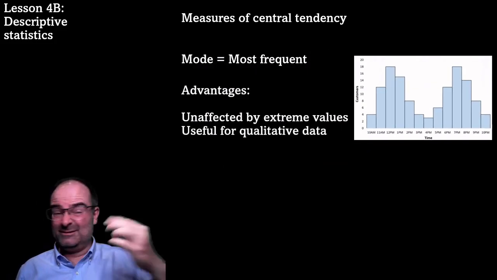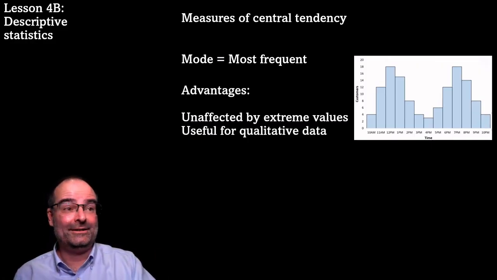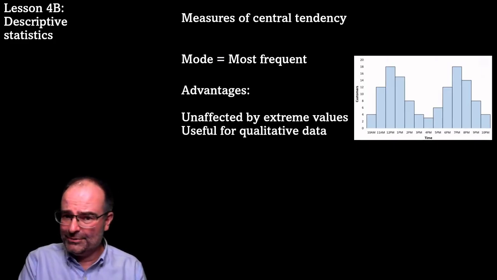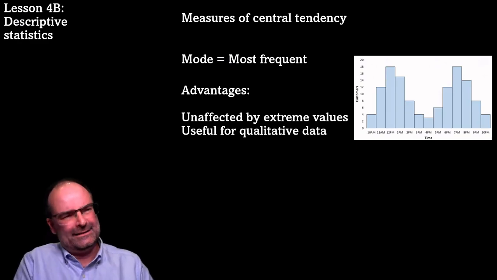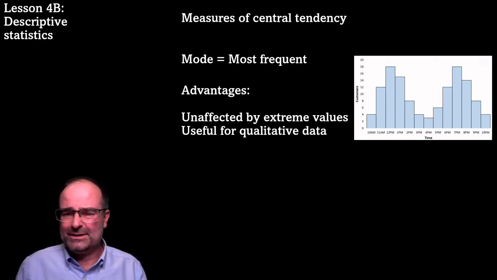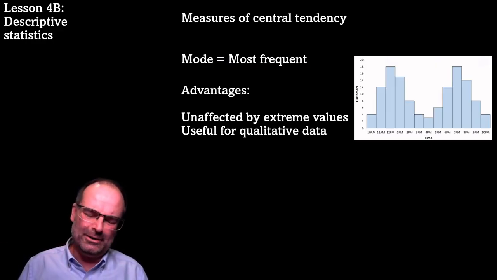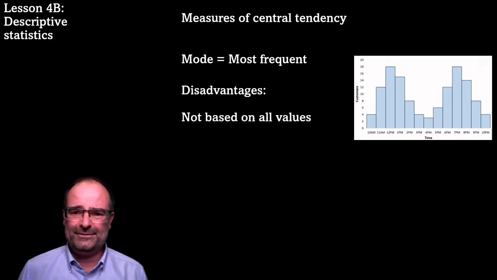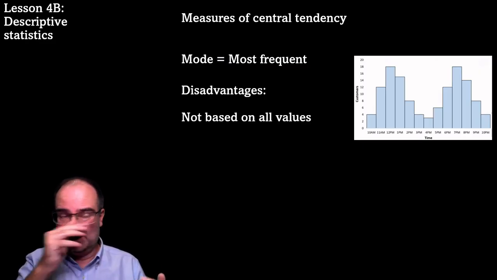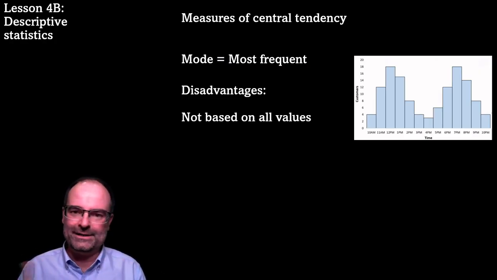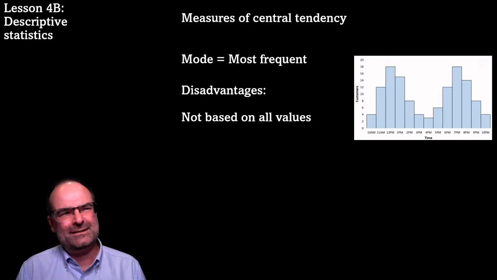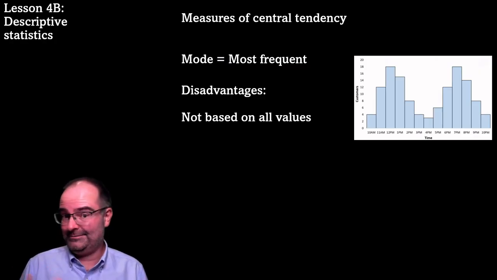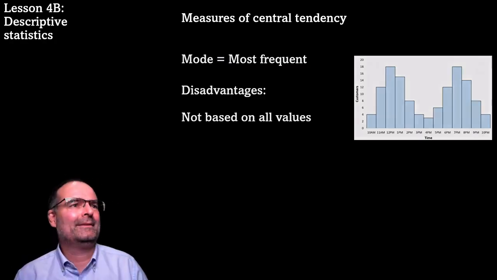And look, the advantages are that it's unaffected by extreme values. It is very useful for qualitative data when you're recording people's responses, and data which is not continuous, so place of origin and so on. But the disadvantage is that it's clearly not based on all the values. For example, with the restaurant data, you're just ignoring everything except those 2 peaks. So as a measure of central tendency, the fact that it's based on very few scores is not great as the mode being representative in that sense.